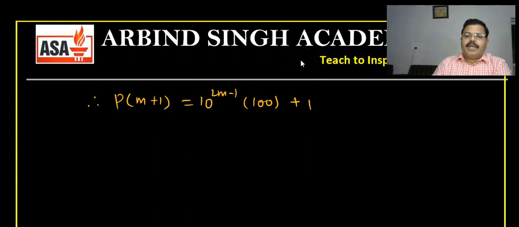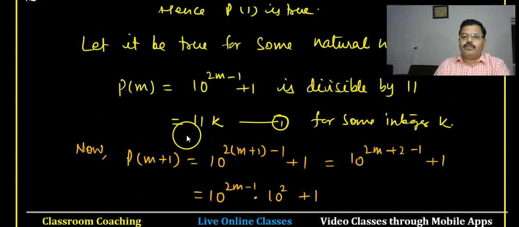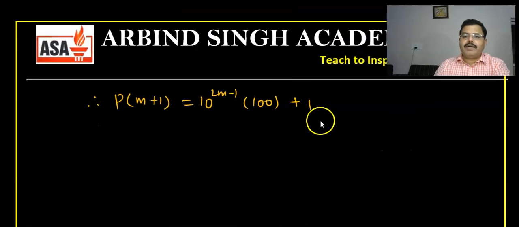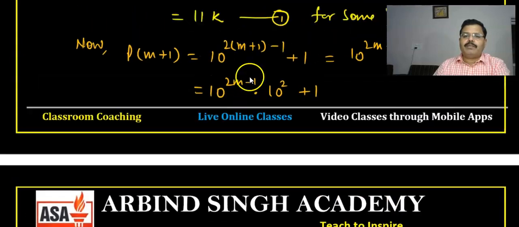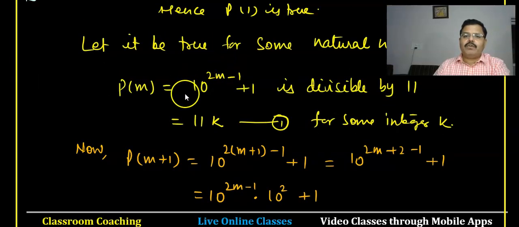But what we need, because we have to use this one. So 10 to the power 2m minus 1 plus 1 is required. Right? This plus 1 is required. And 10 to the power 2m minus 1 has coefficient 1 only. There is only one coefficient.